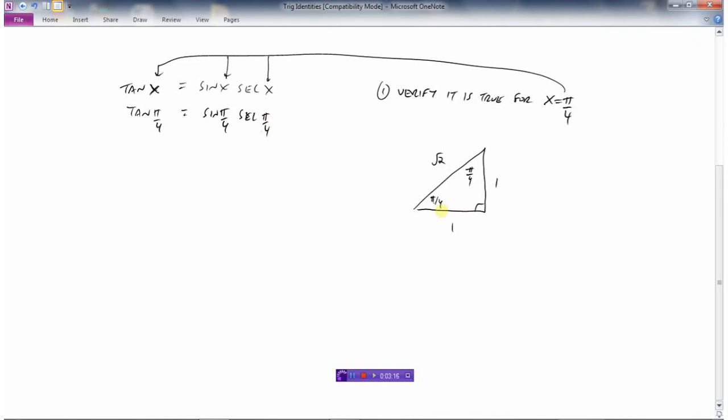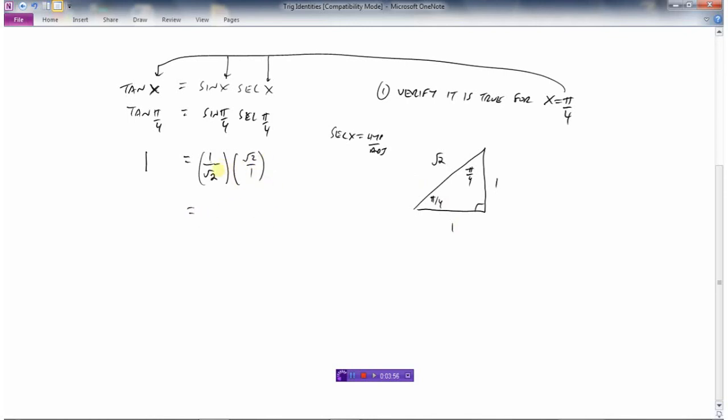So the tan of pi over 4, that's opposite over adjacent, so that's 1. The sine of pi over 4 is opposite over hypotenuse, so that's 1 over root 2, times secant pi over 4. So secant is a reciprocal of cosine. So cosine, remember, is adjacent over hypotenuse. So the secant ratio would be hypotenuse divided by adjacent. So hypotenuse would be root 2 divided by adjacent is 1.